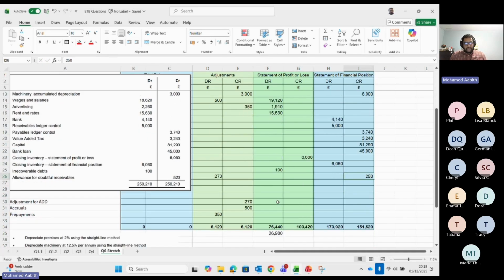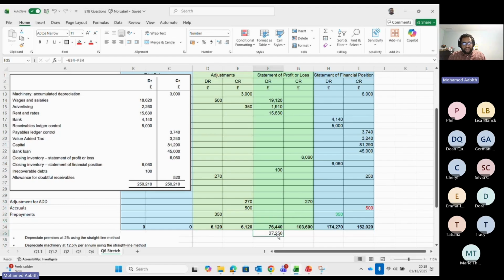Now let's look at the other entries. The adjustments are going to be £270 allowance for doubtful debt adjustment, which is an income here. And then this one is going to be £500 a liability, and prepayment's going to be £350 an income. That's no income, sorry, it's an asset. We have to consider that as an asset for the following period. It has to be reversed back into their respective expenses accounts.